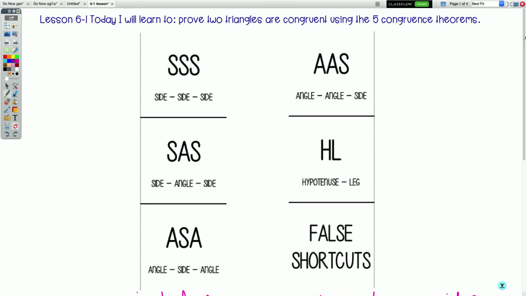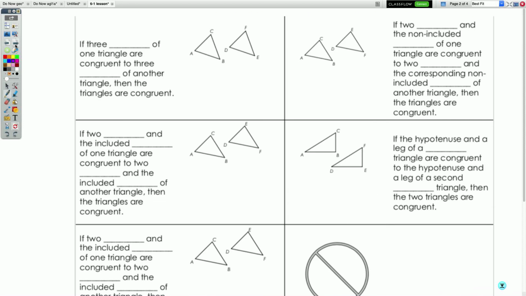So first one is side, side, side. You usually just say SSS. So if all 3 sides are congruent here, then I know that my triangles are congruent. So I'm going to move to my top tab there. So if 3, what do we think we're filling in the blank here with? Sides of one triangle are congruent to 3 sides of another triangle, then the triangles are congruent.